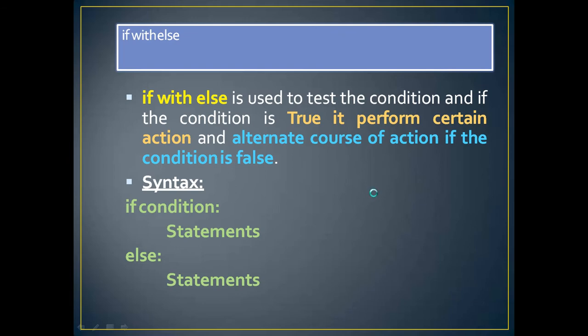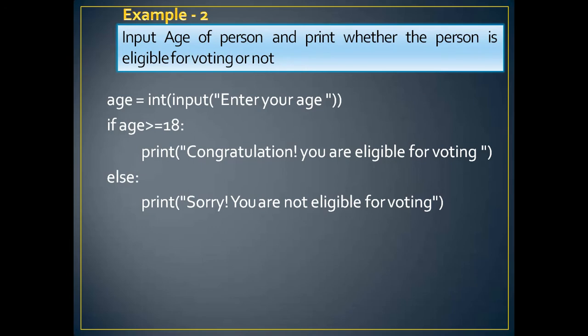Now the second form we are going to see, that is if with else, bidirectional. If with else is used to test the condition, and if the condition is true, it performs a certain action, and an alternate course of action if the condition is false. It means if the condition is true, one set of statements, if the condition is false, another set of statements. That is how the syntax goes: if condition colon statements, else colon another set of statements. Let us see an example of this.